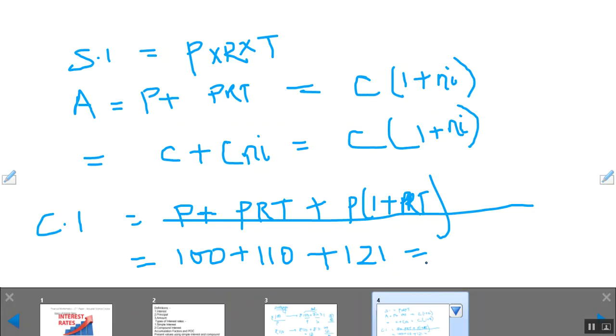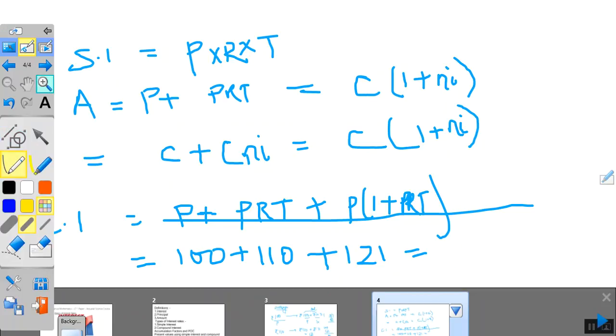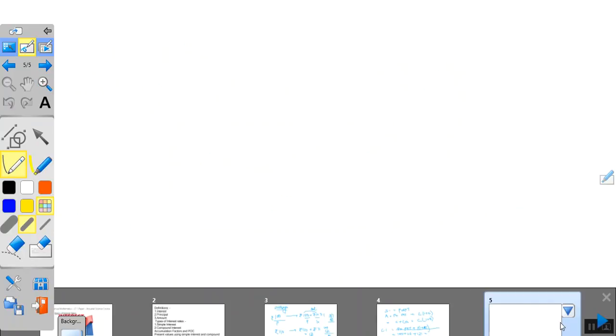How will you formulate this? Let me take out one more page here. How will you formulate this? Principal times 1 plus interest, raised to the number of years. This is the formula for compound interest.